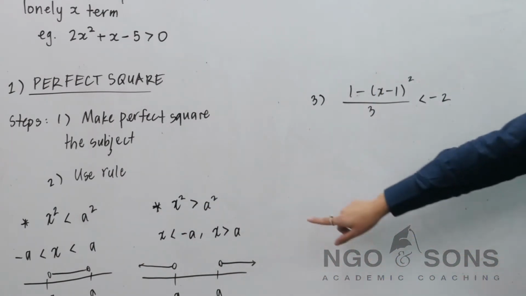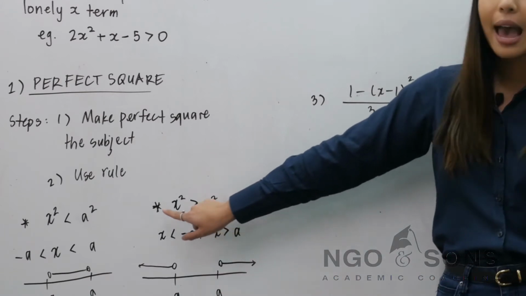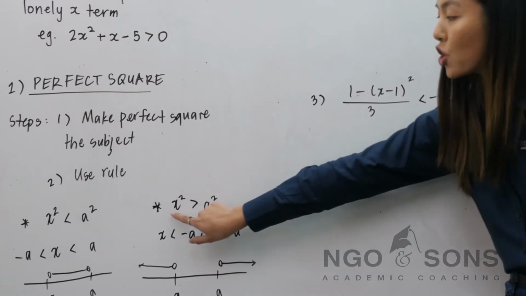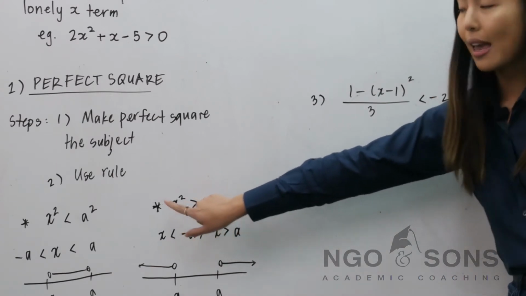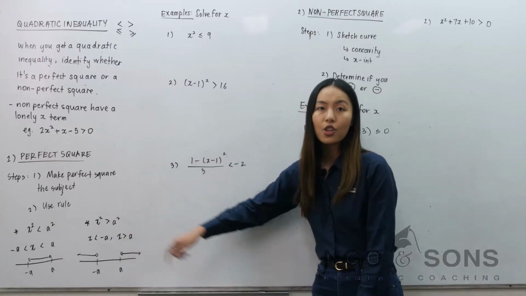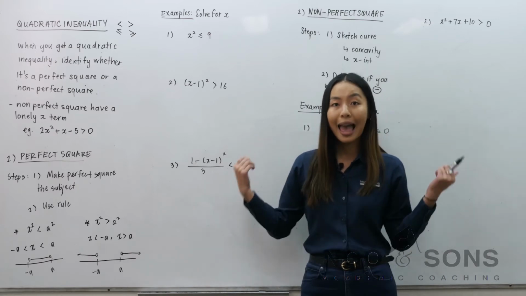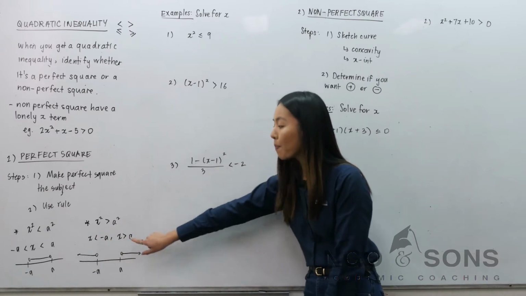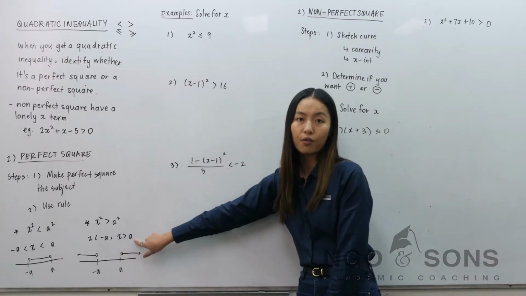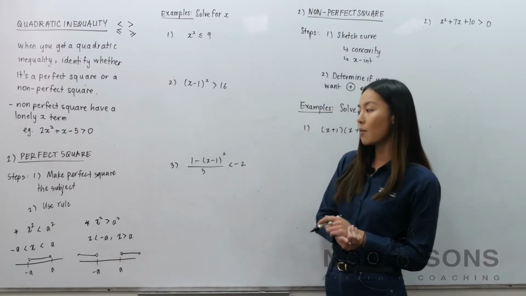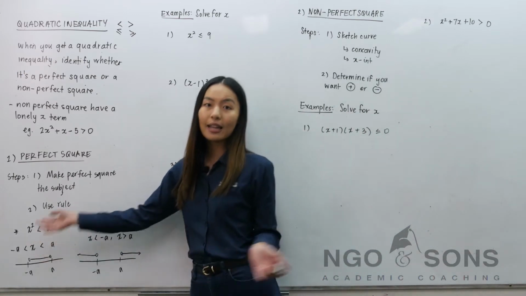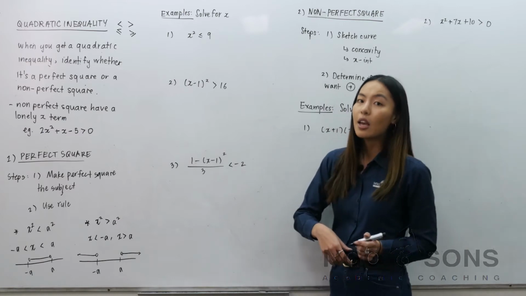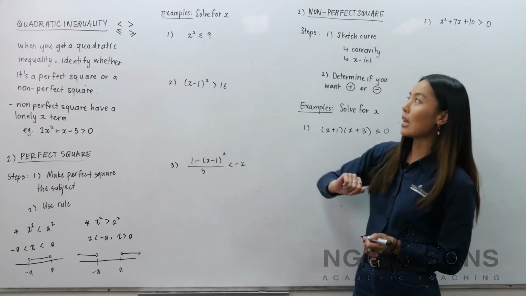The second rule you need to memorize is that if you have x squared is greater than a squared, meaning your highest power of x, 2, is bigger than a constant, your solution for x will lie on the outside of the negative version of the square root and the positive version of the square root of your constant. So essentially you need to memorize: if it's less than, it lies inside, and if it's greater than, it will lie on the outside. So let's have a look at these three examples.